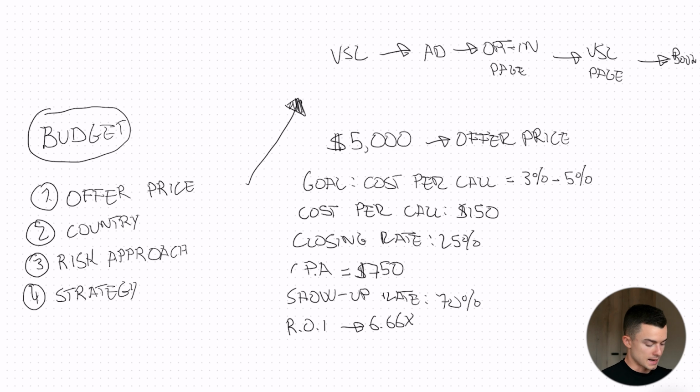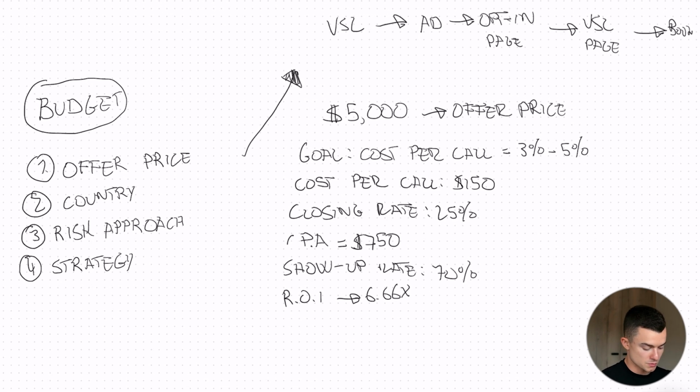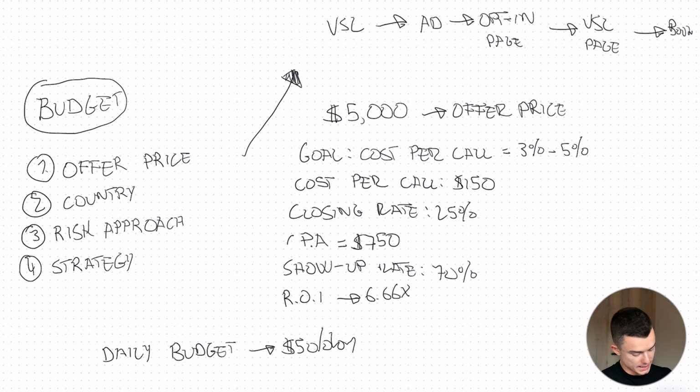Okay. Now that means that if our cost per call is 150, and let's say that our daily budget is $50 a day, we're going to be booking a call every 3 days. How did I come up with the 3 days? Really simple. $50 a day. If our cost per call is 150, we need to wait 3 days. 50 times 3 equals 150.